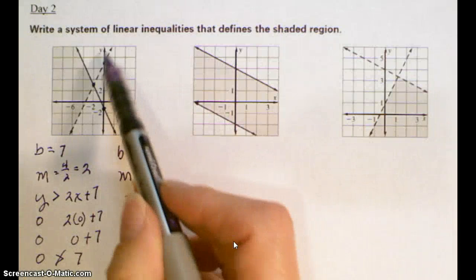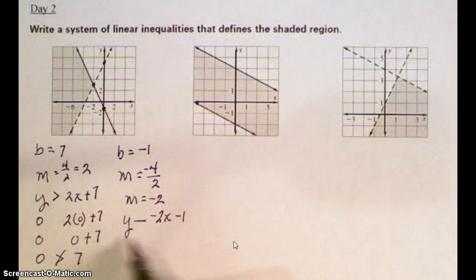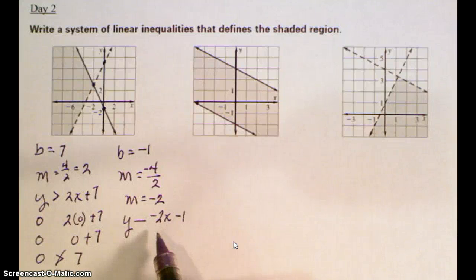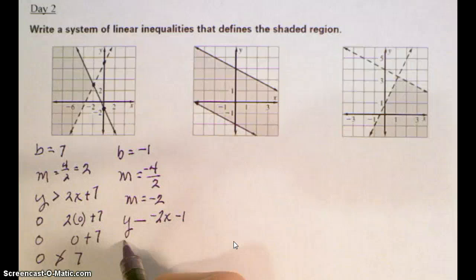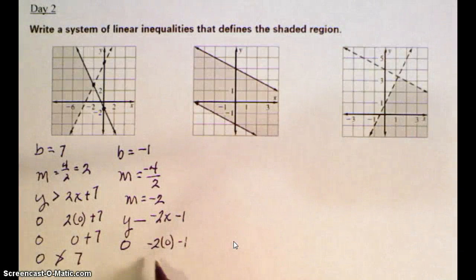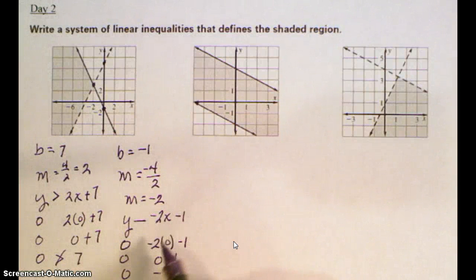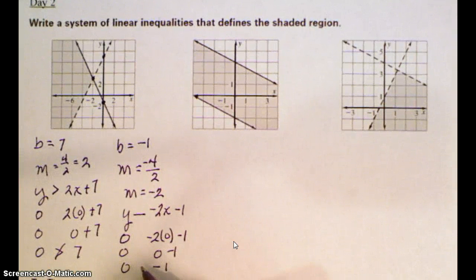Now if we look at this line, the shading of this line is over here, which means, again, the 0, 0 is not shaded. So I need to come up with some kind of an inequality where 0, 0 would not be true. So here I have, if y is 0 and -2 times 0 minus 1, I'd have 0, and this would just be 0 minus 1. And I'm going to compare 0 and -1. Well, 0 is greater than -1. But remember, I don't want a true statement because I did not shade where the origin was. So I'm going to make this less, and that's not true.